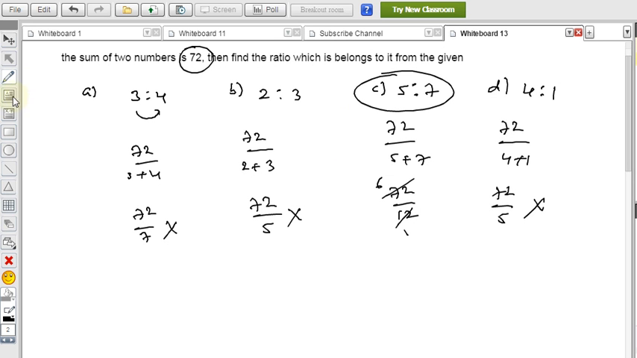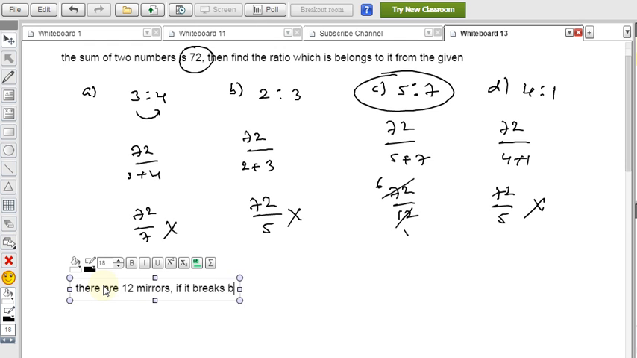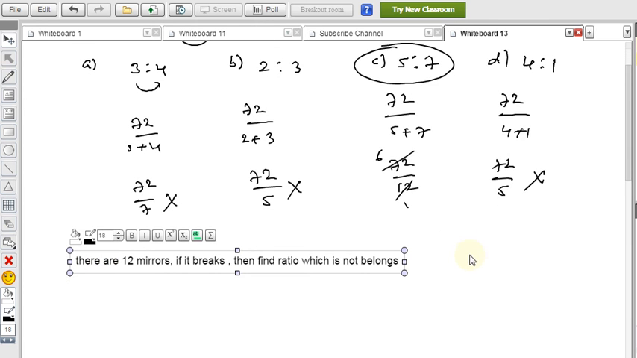Similarly, they asked one more question in earlier exams. There are twelve mirrors. If they break by falling, then find the ratio which does not belong. So 12 mirrors are there. If they fall and break, then which ratio does not belong from the following?